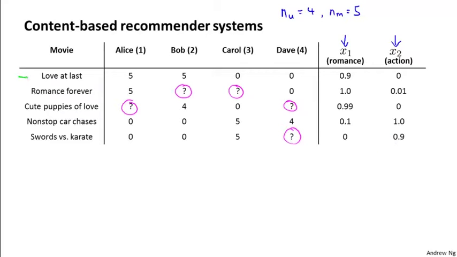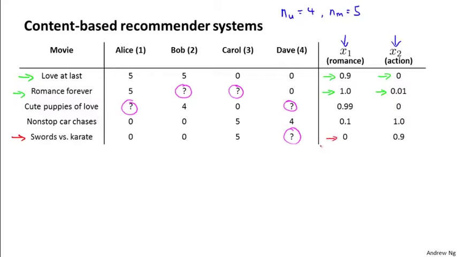So if you take a movie, Love That Lasts, it's 0.9 rating on the romance scale, so it's a highly romantic movie, but 0 on the action scale, so almost no action in that movie. Romance Forever, so 1.0, a lot of romance, and 0.01 action. I don't know, maybe there's a minor car crash in that movie or something, so it's a little bit of action. Skipping one, let's do Swords versus Karate.